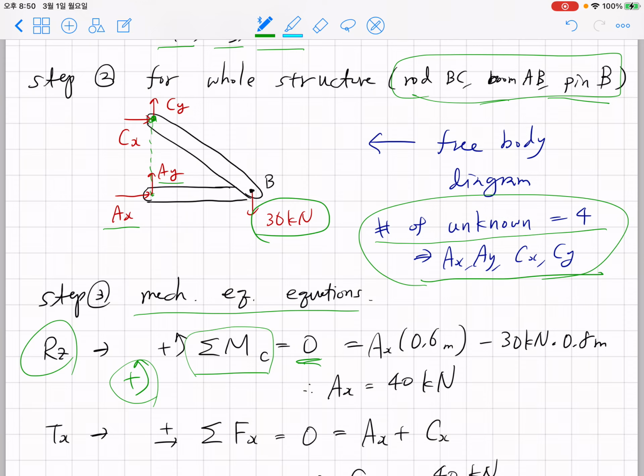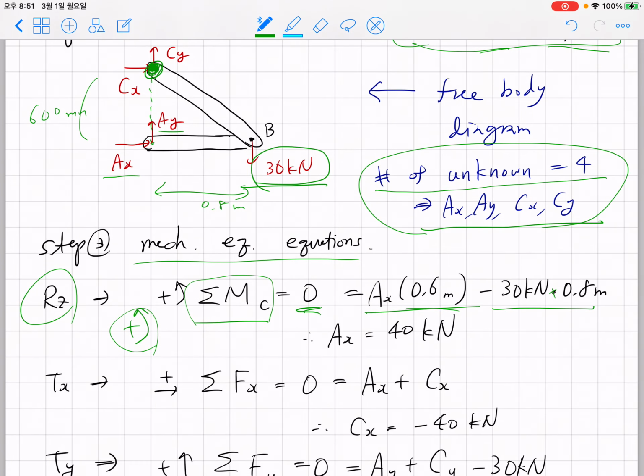So you have Ax multiplied by 600 millimeter, which is 0.6 meter, which gives a positive contribution because you are considering torque around point C, and we have a clockwise, or negative, torque: minus 30 kilonewton multiplied by 0.8 meter, 800 millimeter. After this equation, you figure out Ax must be 40 kilonewton.